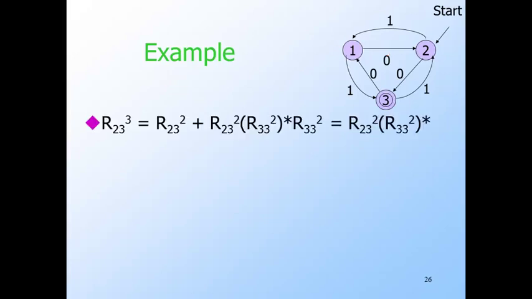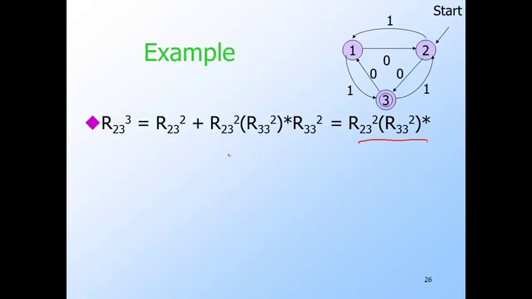Okay, here's the expression for R23 super 3 in terms of the super 2 expressions. This expression is special because state 3 appears in two places as both k and j, and as a result we can simplify it as shown to R23 super 2 concatenated with R33 super 2 star. The reason is that if E is any regular expression such as R33 super 2, then E star E is the concatenation of one or more E's.